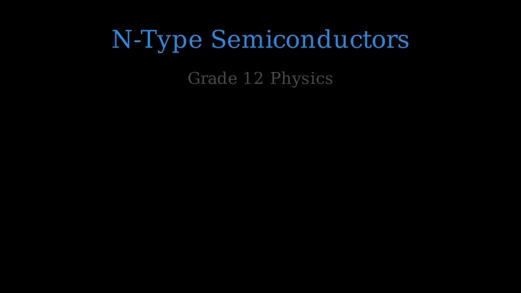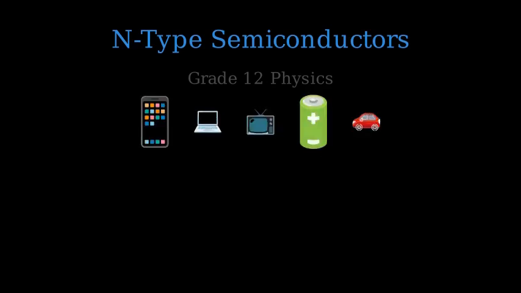Today we'll be exploring N-type semiconductors, an important topic in grade 12 physics. Let's first understand what semiconductors are and why they're so important in modern technology. Semiconductors are materials that have electrical conductivity between that of conductors like metals and insulators like glass or rubber.